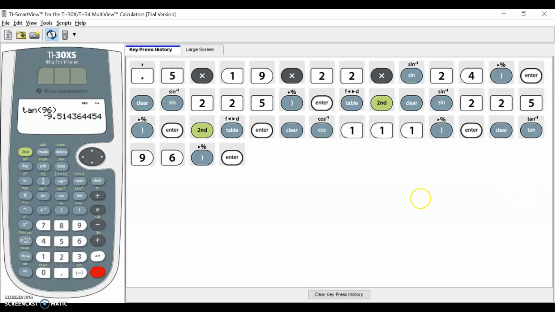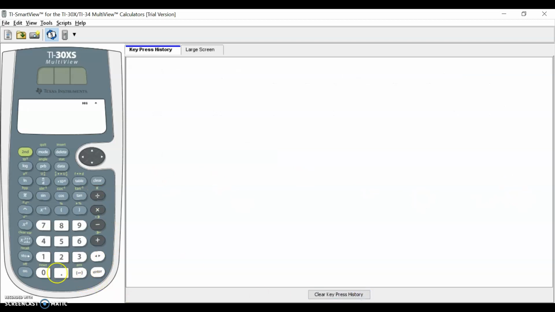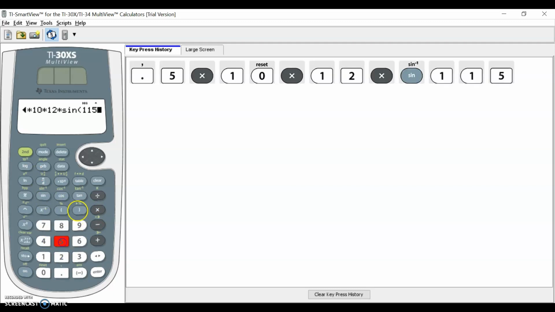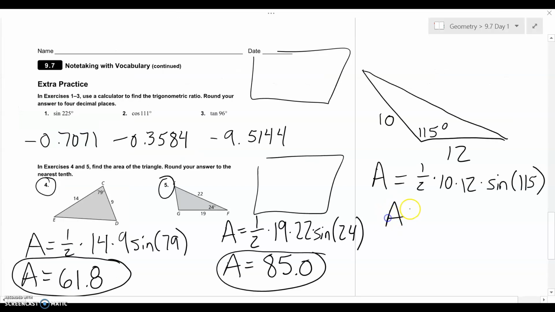So we'll jump back to here. Again, I'll clear this out. And we're going to go 0.5 times the 10, which is the first side, times 12, the other side, times the sine of 115. And hit enter. And there's our area, 54.4 if we round to the nearest tenth. So our area is 54.4, and you can do it with obtuse angles as well.